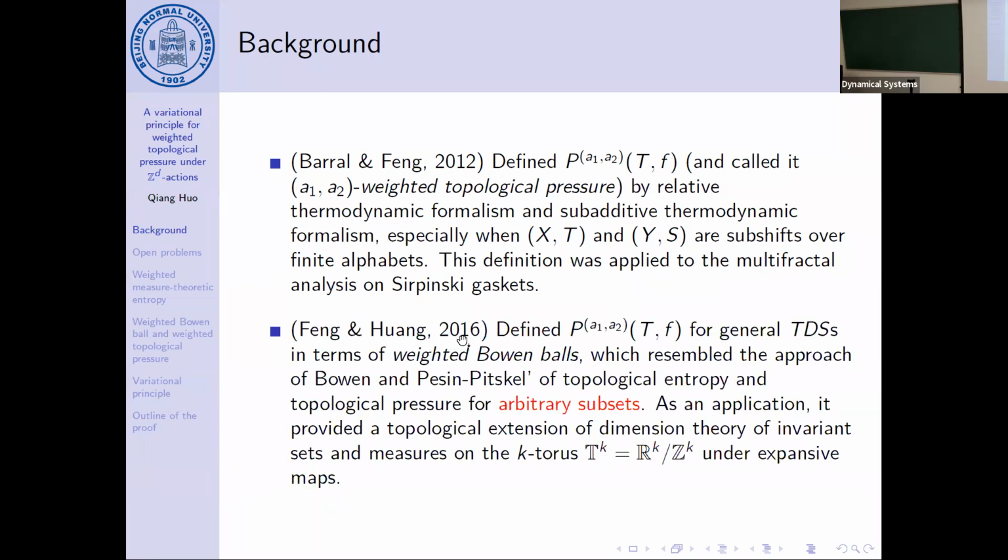In 2016, Feng and Huang defined P A1, A2 for general dynamical systems using the weighted Bowen balls, which resembled the approach of Bowen and Pesin-Pitskel's definition of topological entropy and topological pressure for arbitrary subsets. Let me say one more comment.